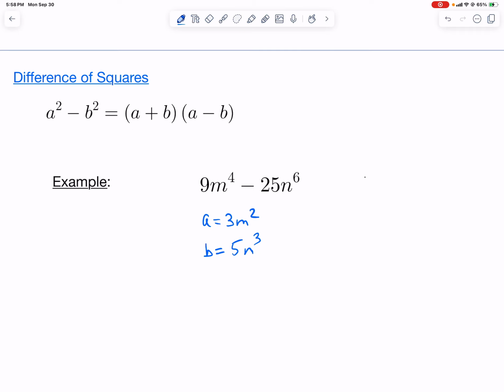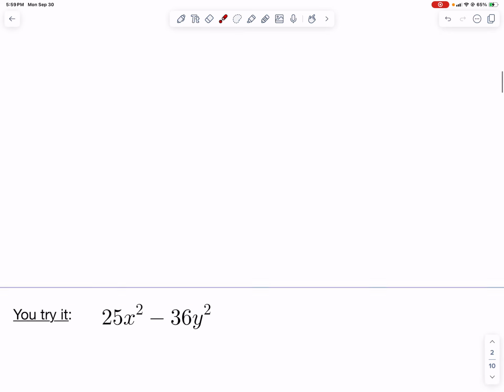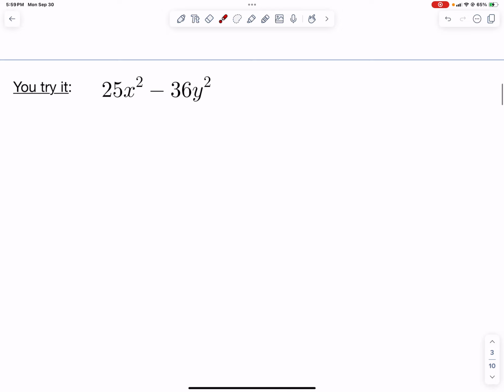And so if you factor that, we get 3m squared plus 5n cubed times 3m squared minus 5n cubed. And all we did was we followed this format right here: a plus b times a minus b. All right, so why don't you take a minute and see if you can factor this on your own.